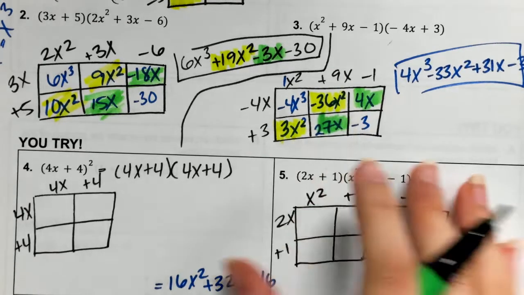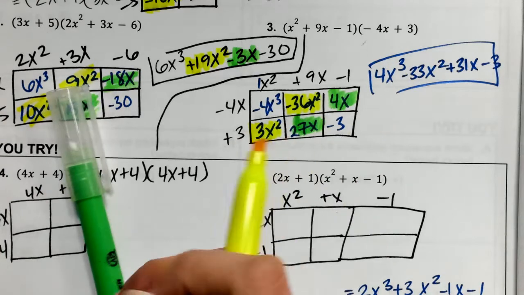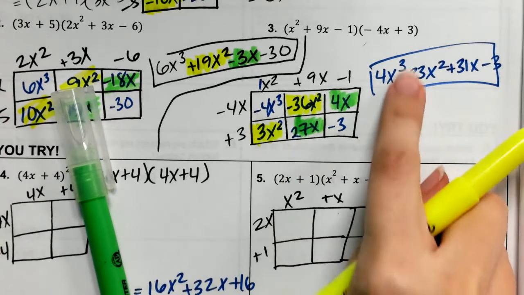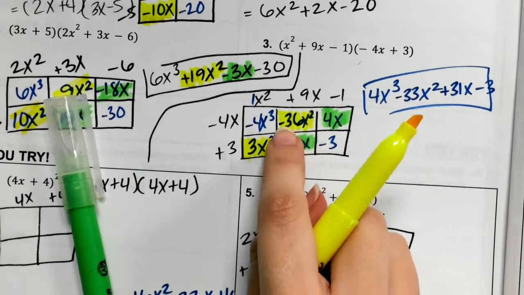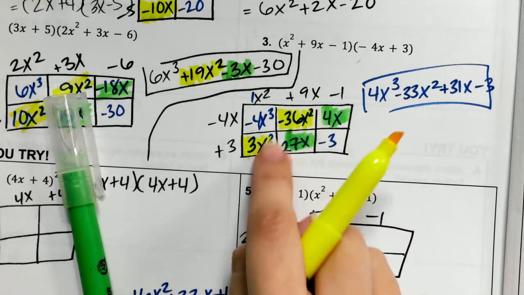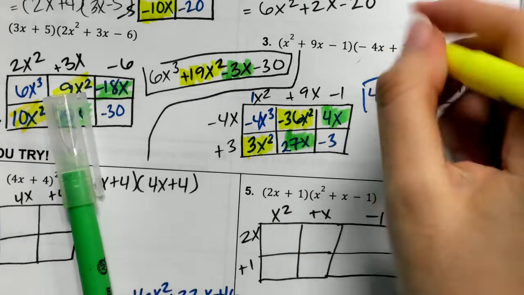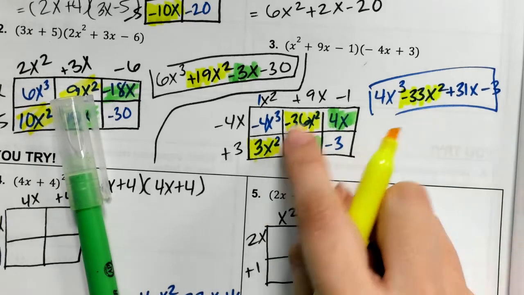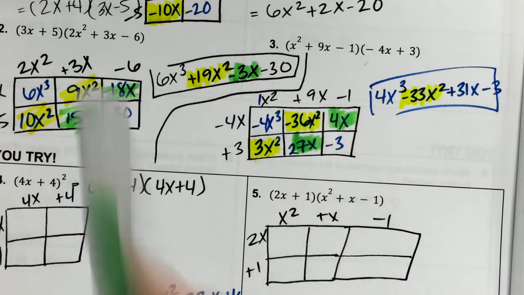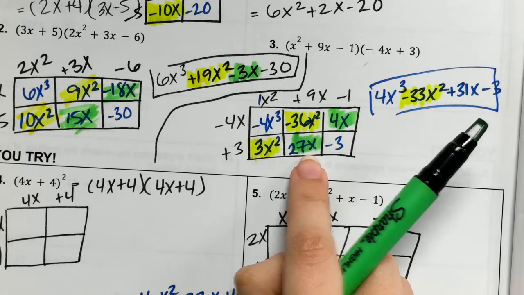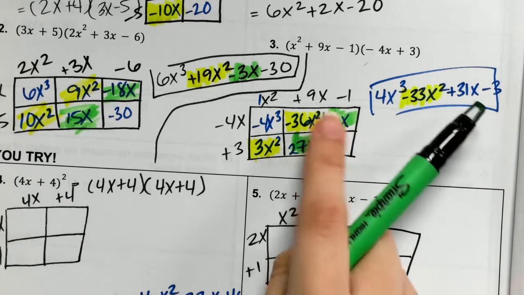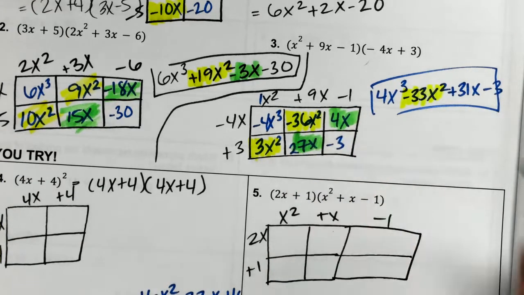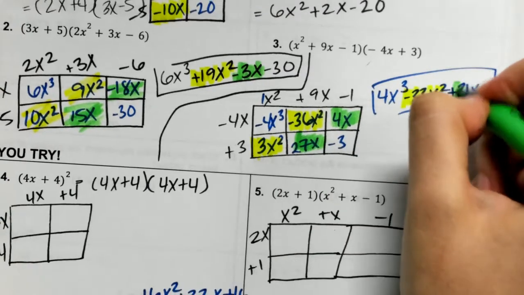And once again, my diagonals end up combining. So notice this is the only x cubed value, so it stays 4x cubed. However, negative 36x squared can be combined with 3x squared, which is how I get the negative 33x squared from these two being combined. Then this has an x, and they're the same variable, so these can be combined, 27x and 4x, which will give you the 31x.